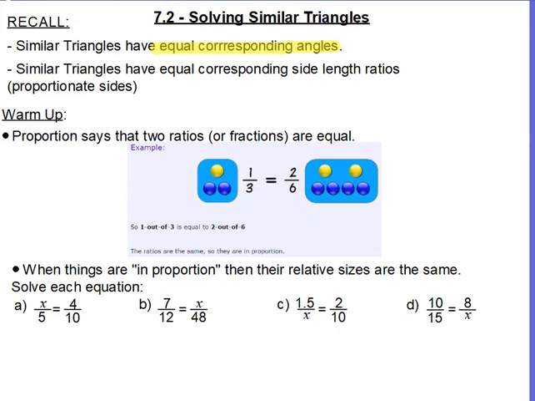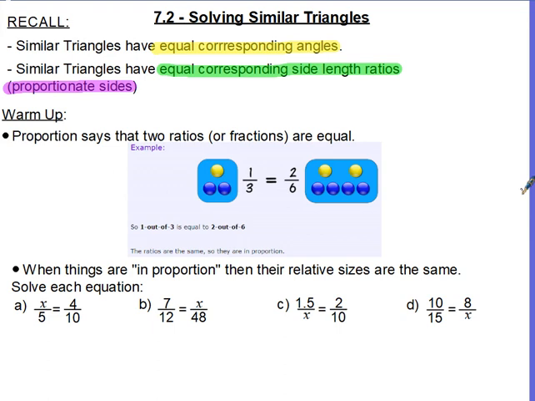And it's important that we say the word corresponding, because if we just said that they have equal angles, that wouldn't necessarily be correct. It'd be a little bit misleading. I think I would know what you mean, but it's important that we use the proper terminology. Similar triangles also have equal corresponding side length ratios, which just tells us that the two triangles are proportionate to one another. Like there's some sort of scale factor involved.